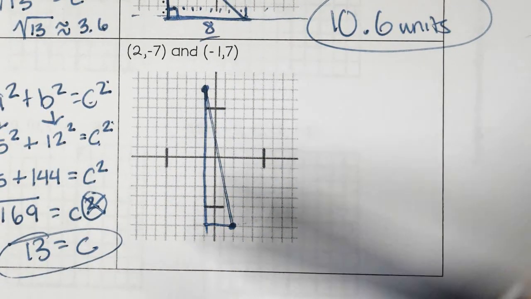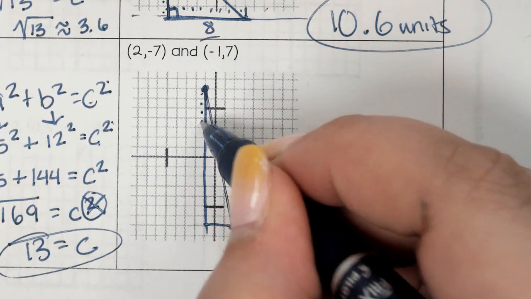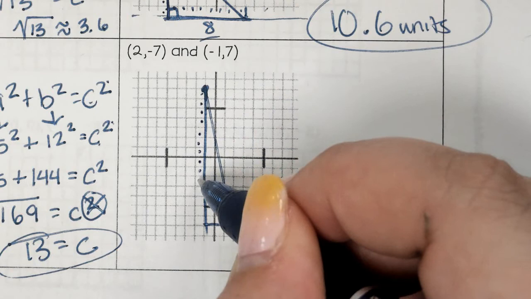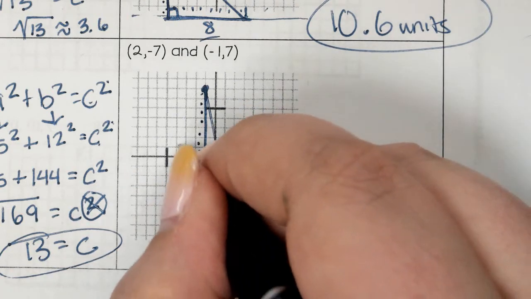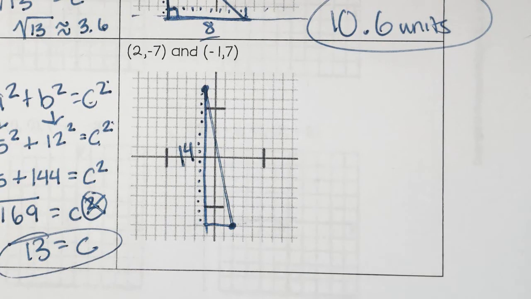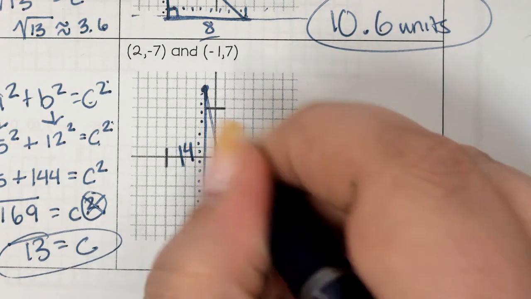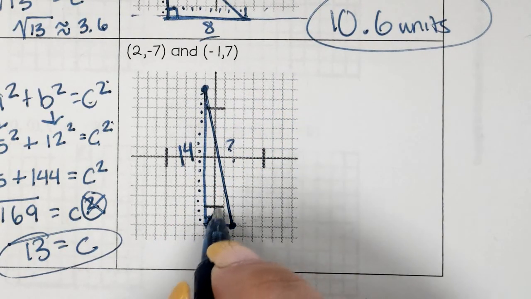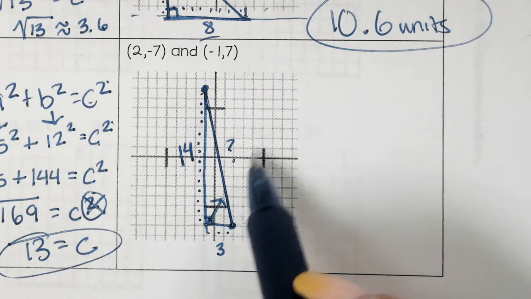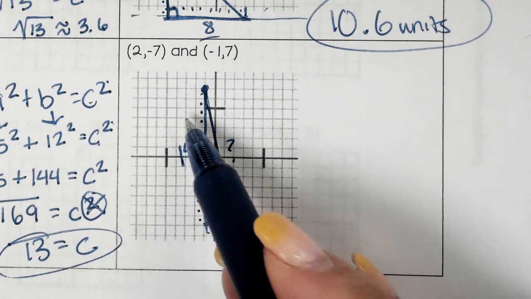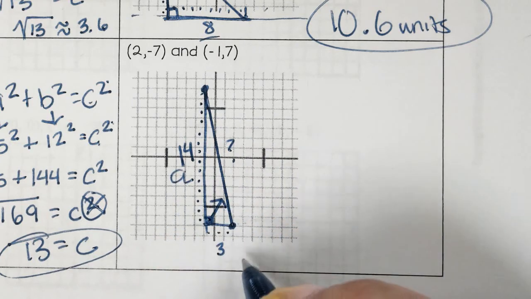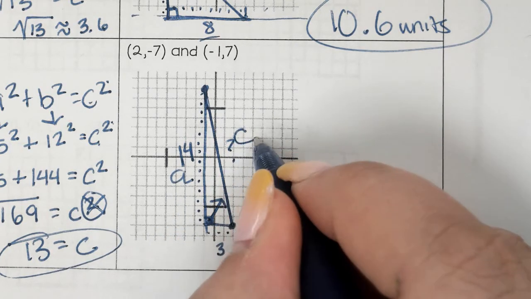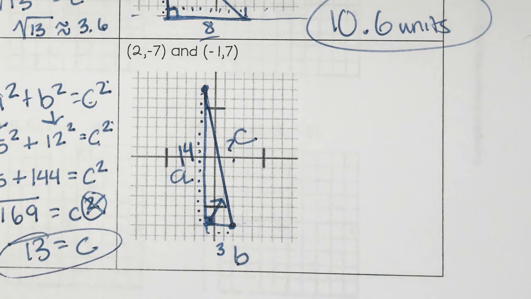The length of the vertical line is 1, 2, 3, 4, 5, 6, 7, 8, 9, 10, 11, 12, 13, 14. The length of the horizontal line is 1, 2, 3. I don't know the length of the diagonal line. I do know that this is a right angle, and the diagonal line is across from that, which means that this is the hypotenuse in this right triangle. That means 14 could be A and 3 could be B. The hypotenuse is the thing we're missing, is C.